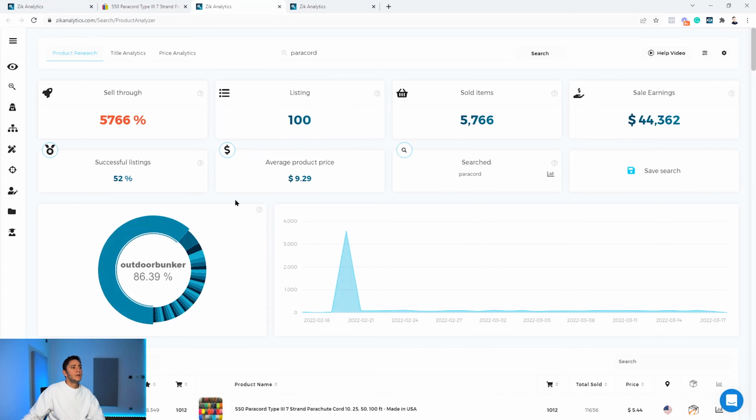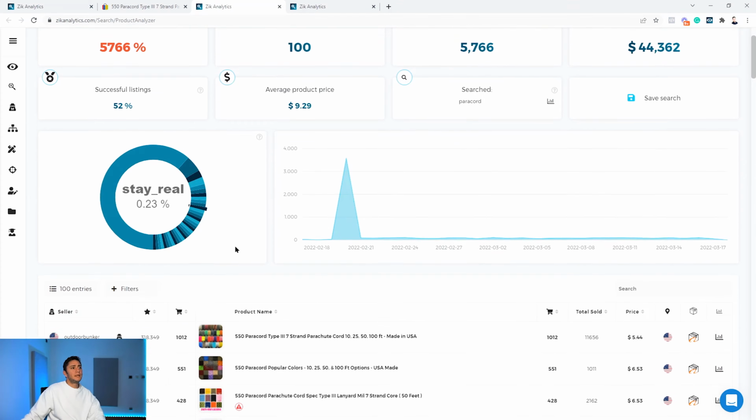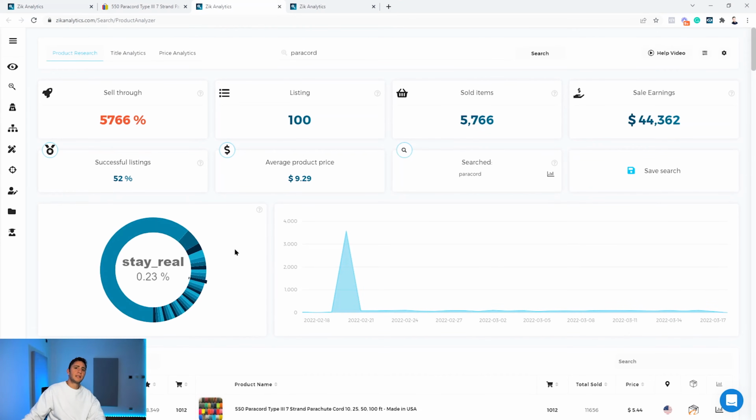Now, the second part to analyze is the diversity pie. I want to see if this niche is diverse, if many sellers are dominating the niche, or if there is one seller. And if there is only one or two sellers, I want to see why. What's the difference between them and the others. So we can see that this seller here takes 86% of the total transactions, okay? 86%, there is one seller dominating.